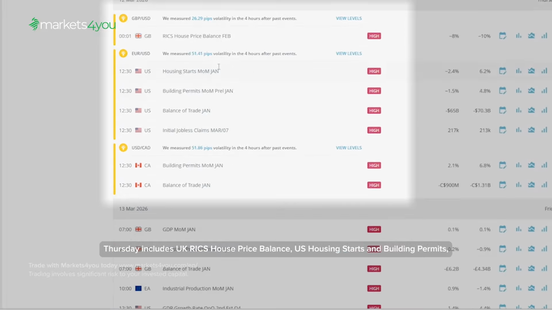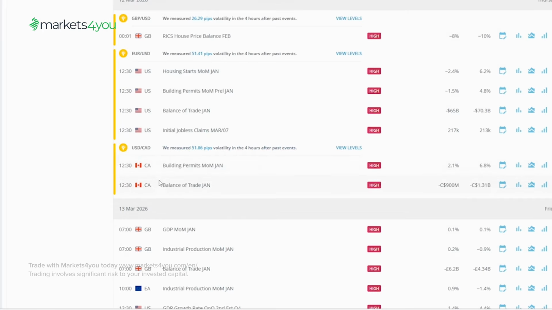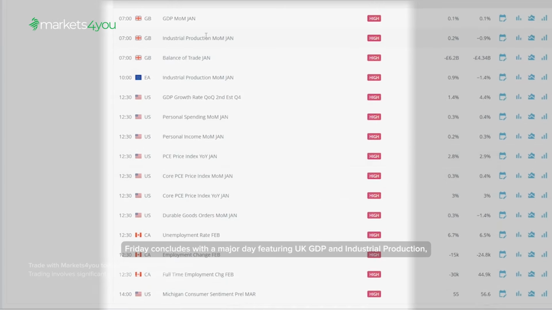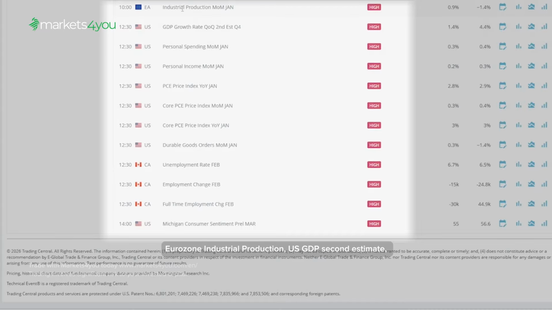Thursday includes UK RICS house price balance, US housing starts and building permits, US balance of trade, US initial jobless claims, and Canadian building permits along with balance of trade. Friday concludes with a major day featuring UK GDP and industrial production, Eurozone industrial production, US GDP second estimate, US Core PCE price index, the Fed's preferred inflation gauge, US durable goods orders, Canadian employment figures including employment change and unemployment rate, and US Michigan consumer sentiment.